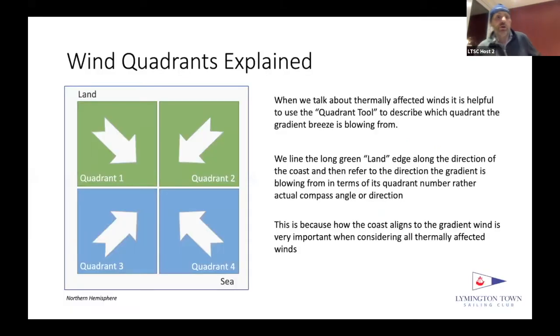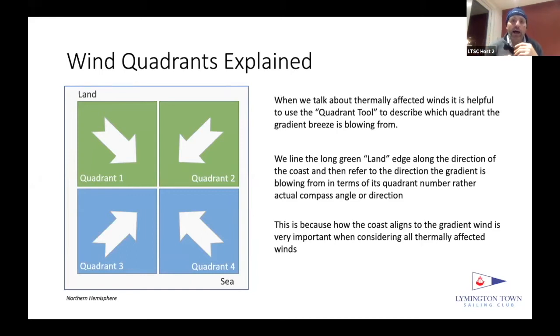Wind quadrants. What I want to do here is position this as a tool that we use whenever we're talking about thermally affected winds. What we do is line this tool up to the coast. So put the long green edge, which is the land, up against the coast. On the south coast, this would pretty much be orientated as it sits there. Quadrant 1 would blow out of the northwest, quadrant 2 out of the northeast, quadrant 3 the southwest, and quadrant 4 the southeast.